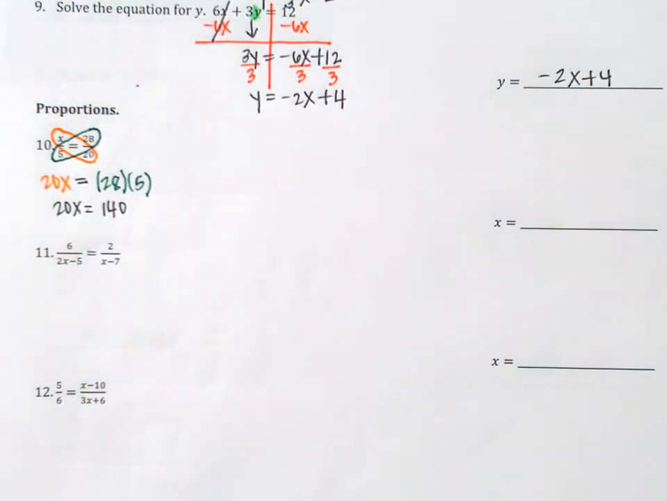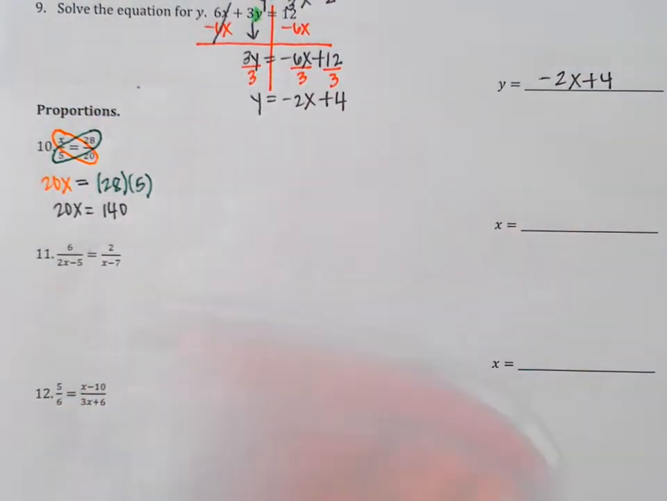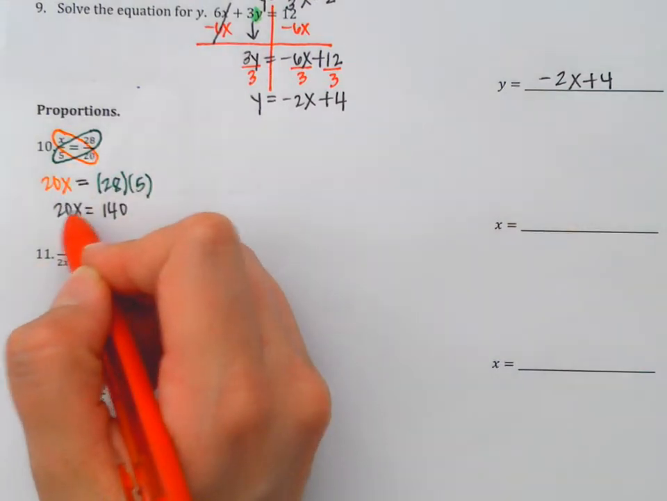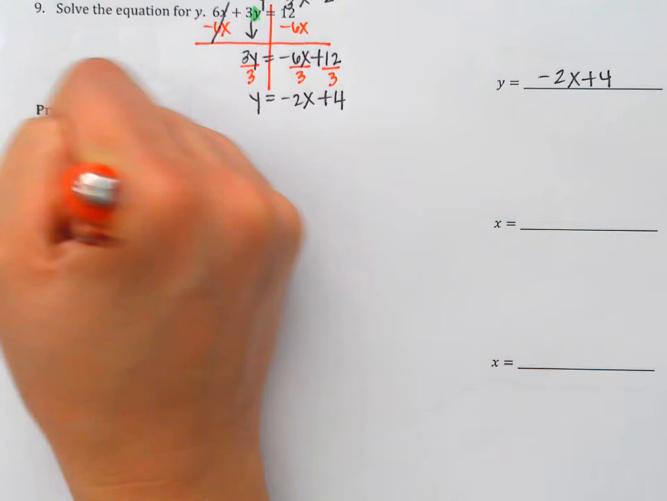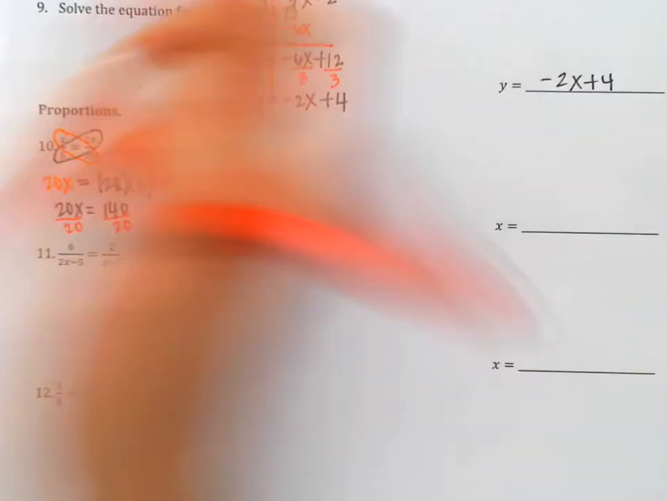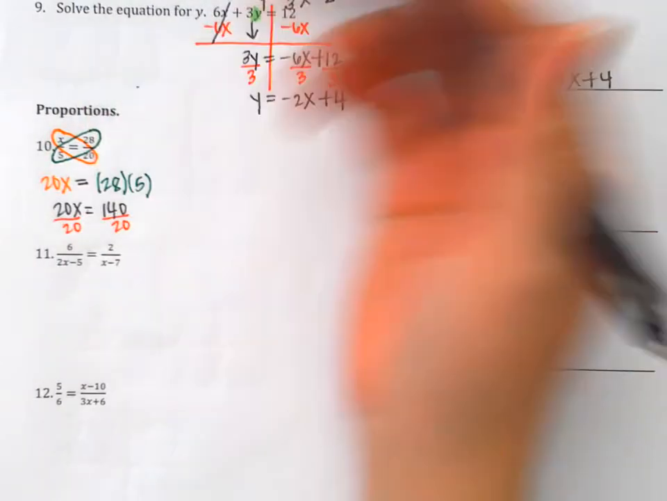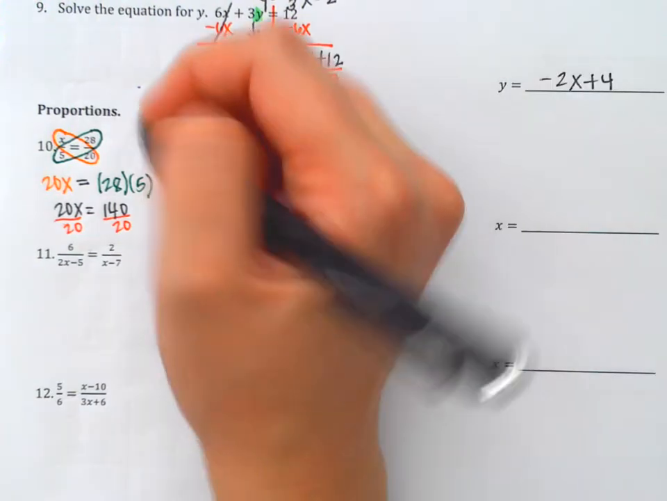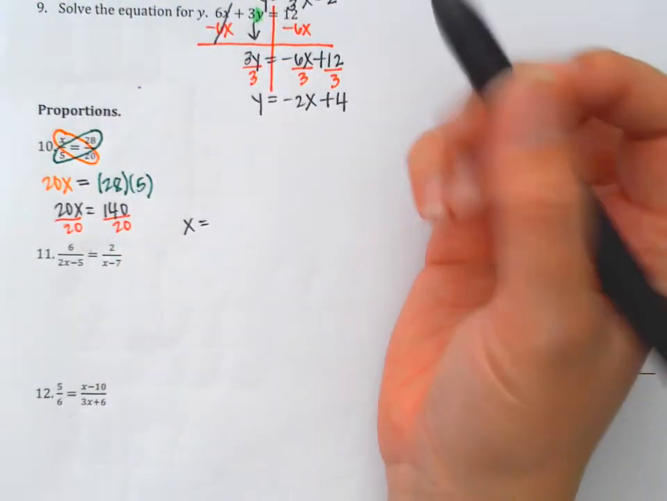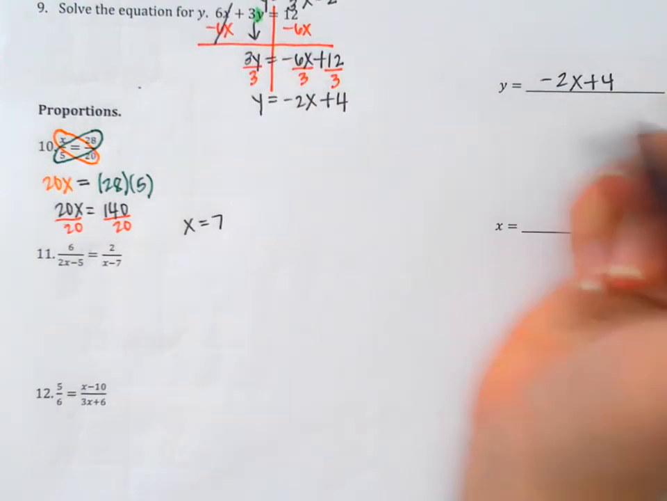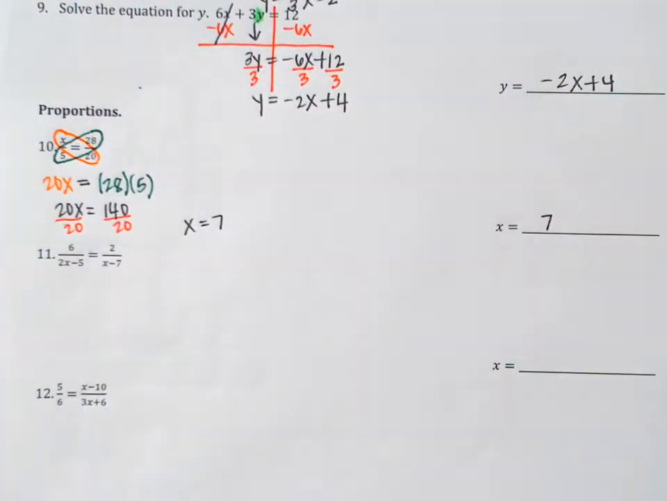And then to solve for x, I just undo. So I have 20 times x. So to undo that multiplication, I'm going to divide everything through by 20. 20 divided by 20 is 1x. And then 140 divided by 20 gets me 7. So x is equal to 7.